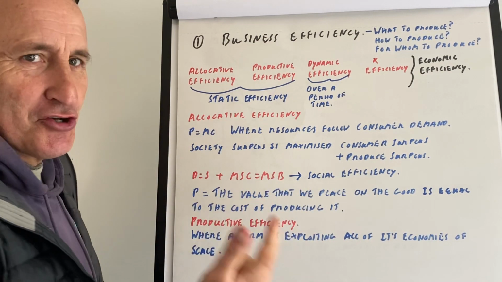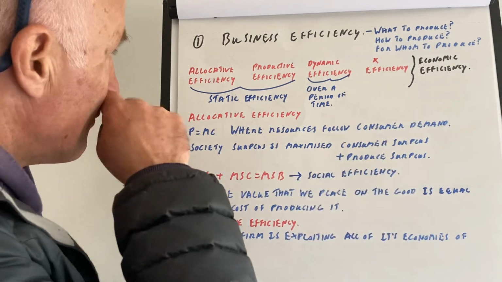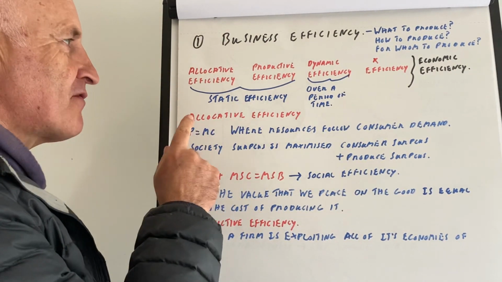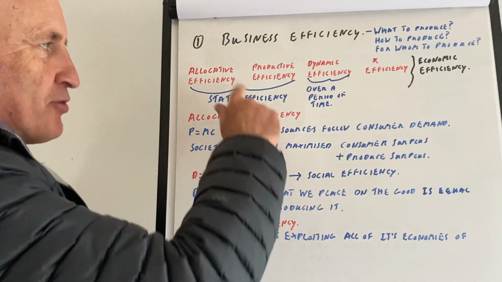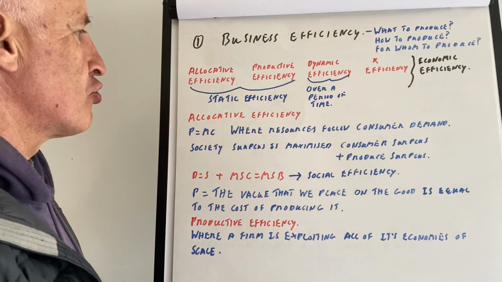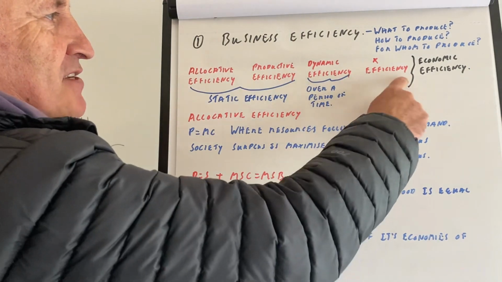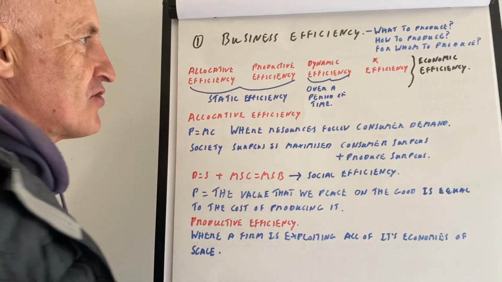What to produce, how to produce, and for whom to produce it for. Okay, we get some different types of efficiency here. We get allocative efficiency, P equals MC, productive efficiency, bottom of the average total cost curve, dynamic efficiency over a period of time, and X efficiency, and all this leads to economic efficiency.